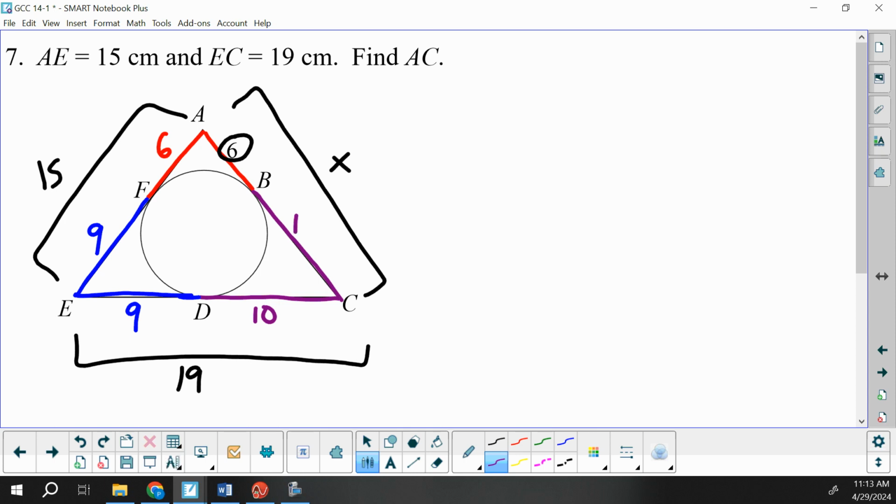Therefore making BC be 10. And AC altogether then would just be 16. So they're kind of like dominoes start falling. They'll give you enough information that will eventually allow you to find whatever you want.